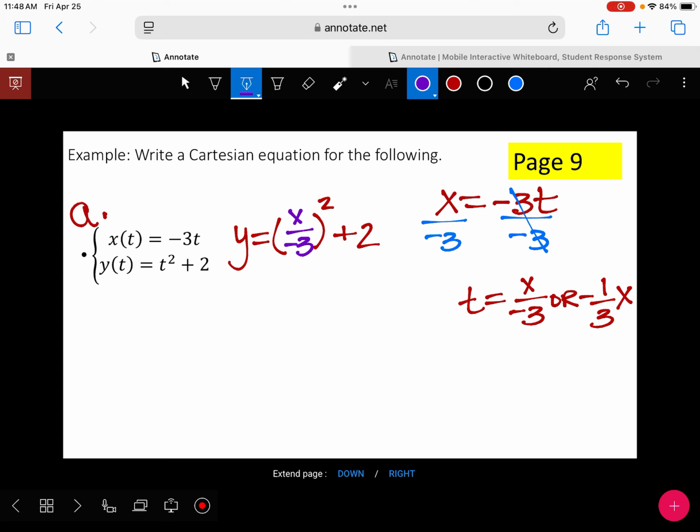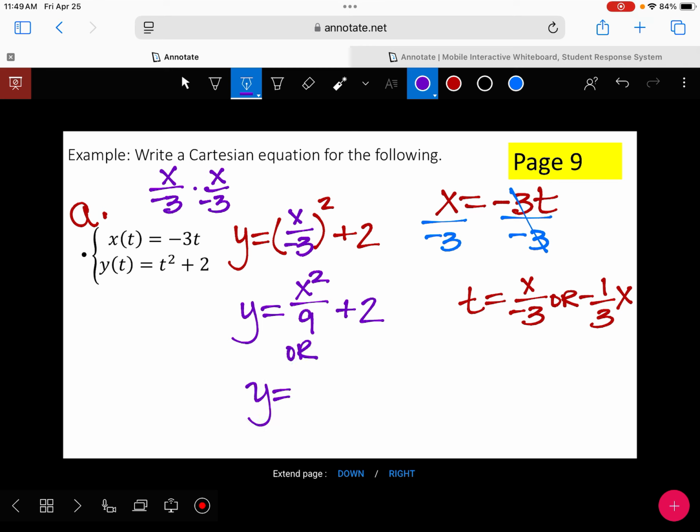So what is x over negative 3 times x over negative 3? What does that give you? Let me write it off to the side. You have x over negative 3 times x over negative 3. If you multiply across, what do you get on the top? X squared, and at the bottom, you should get a 9. This would be your equation. Or you could write it like this. So either one of these will work.